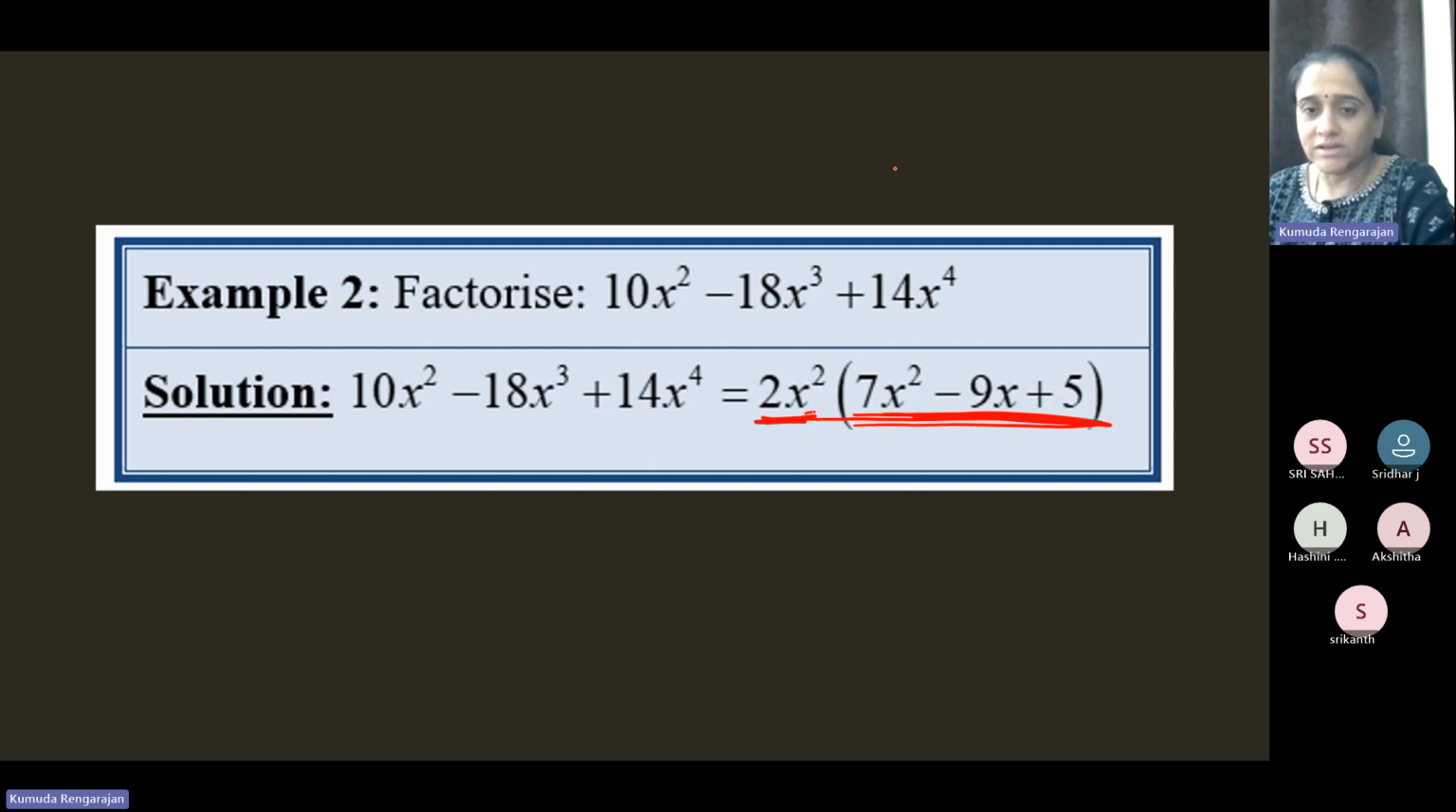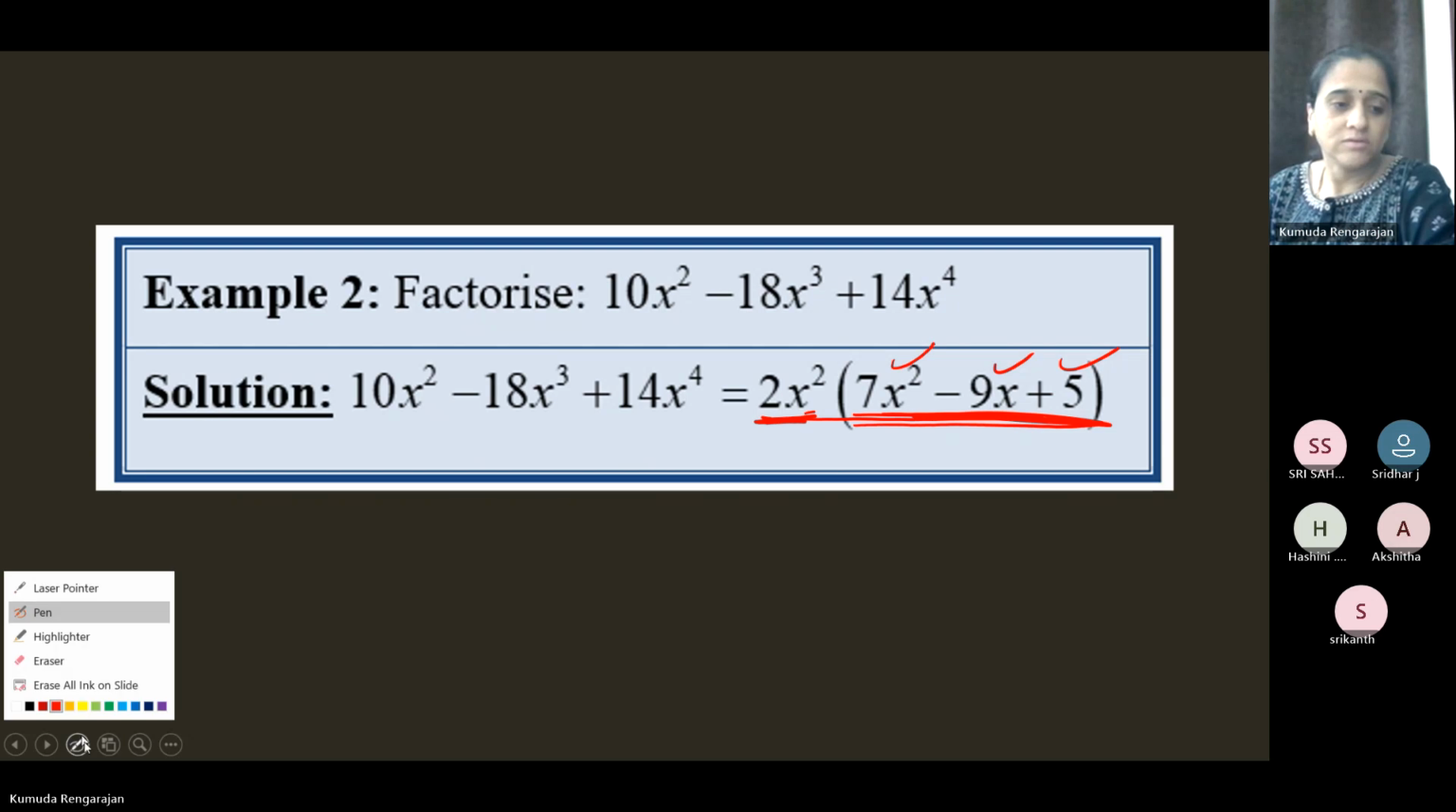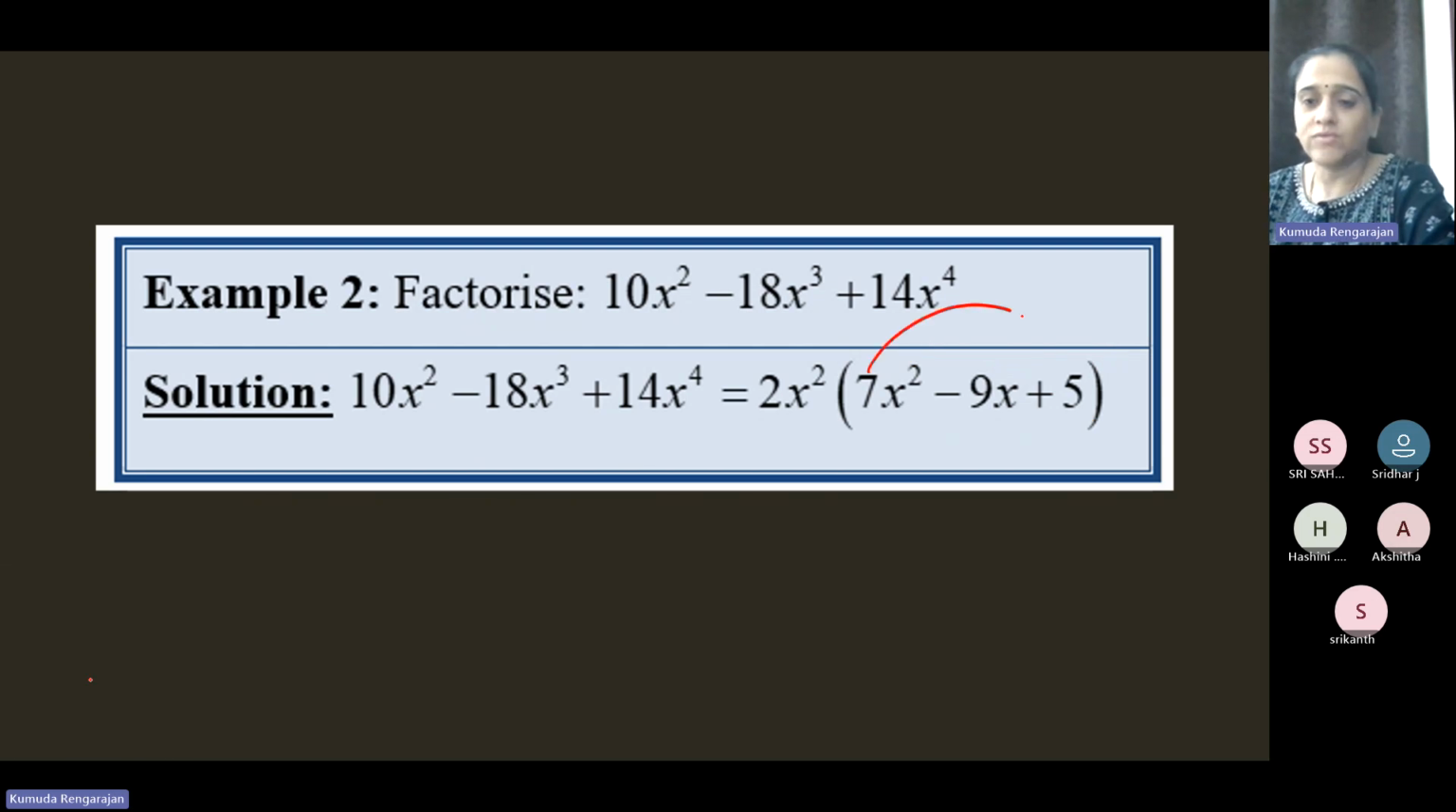After taking out the common factor, here now we have three terms. So see, you have the x squared term, the x term, and the constant. So 7 into 5 is 35, and minus 9. 35 is the product and minus 9 is the sum. Now, this cannot be factorized further. So we don't try to factorize by splitting the middle term actually.